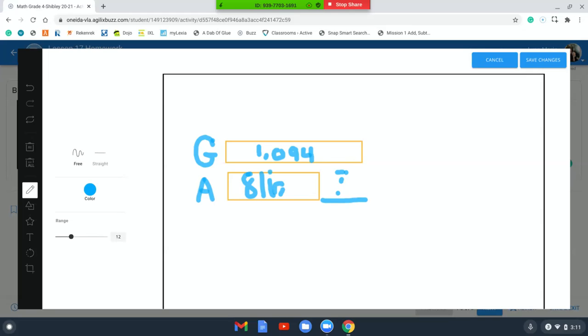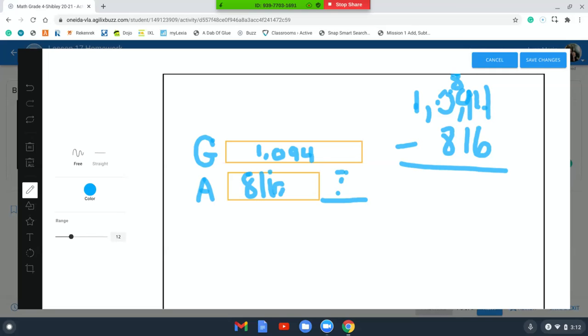Now that I have my tape diagram drawn, I can go ahead and do my subtraction. I'm going to do 1,094 minus 816. I cannot take 6 away from 4, so I need to borrow from my tens place. So my 9 becomes an 8. My 4 in the ones place is now 14. So 14 minus 6 is 8.